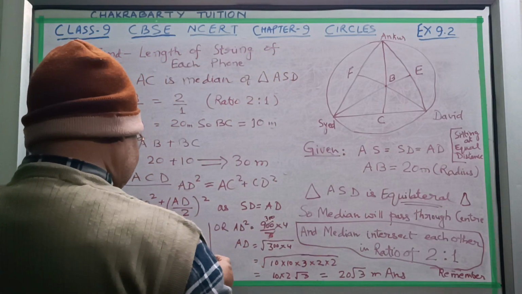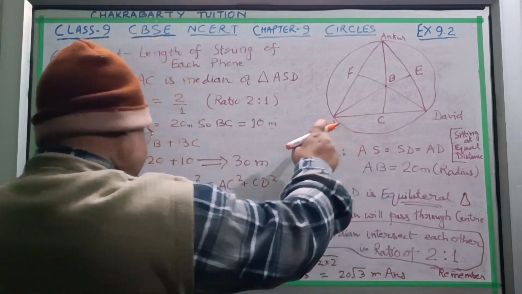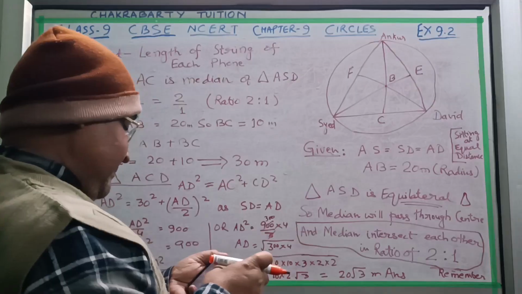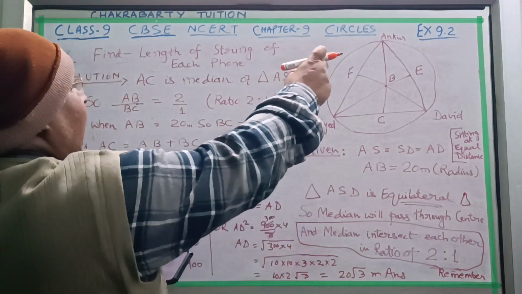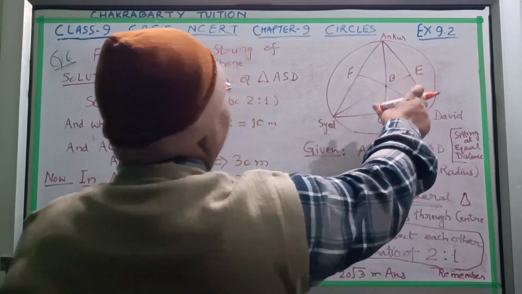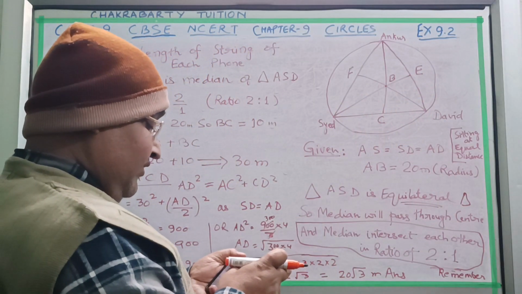Distance, equal distance on its boundary. They are sitting on the boundary of the park, each having a toy telephone in their hand. Ankur, Syed and David, they are having toy telephones in their hands to talk to each other. Find the length of string of each phone.